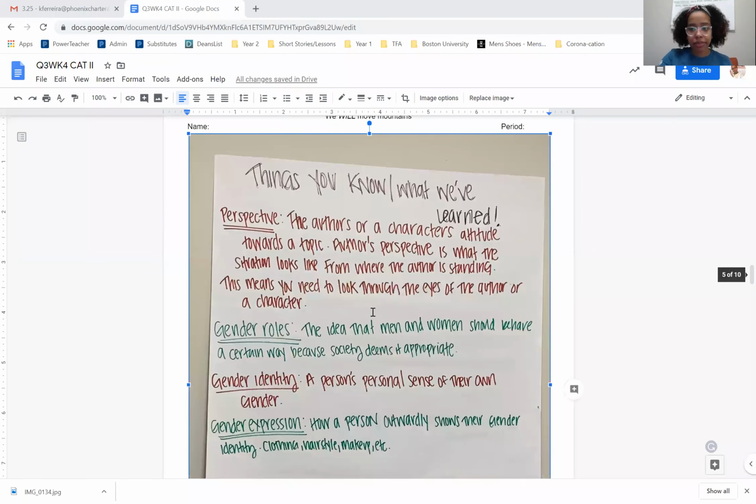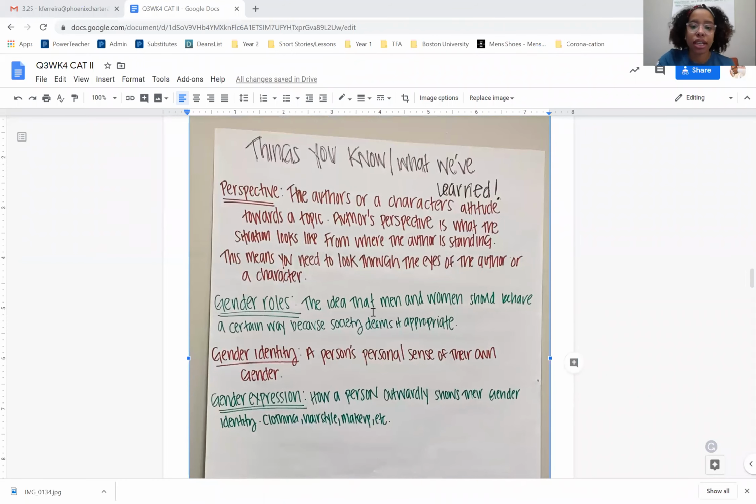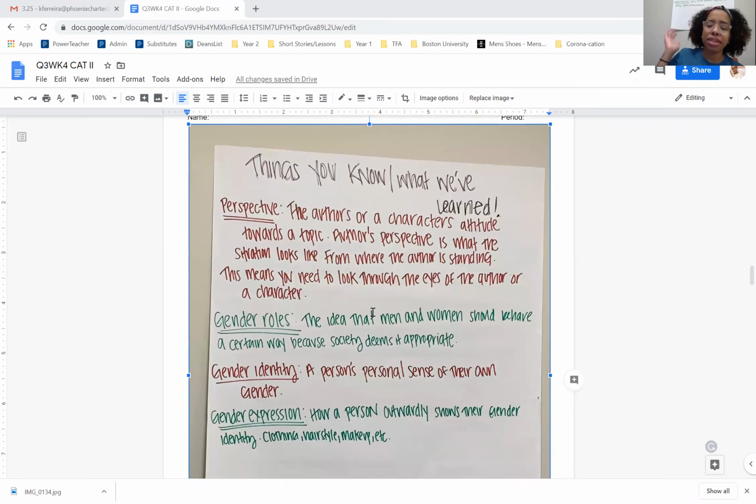So, bam. So far, the things that we have learned, I am updating this as we go because we have learned a bunch of things so far. So, everything you should already know, perspective, the author or character's attitude toward the topic. Author's perspective is what the situation looks like from where the author is standing. This means you need to look through the eyes of the author or character, right?